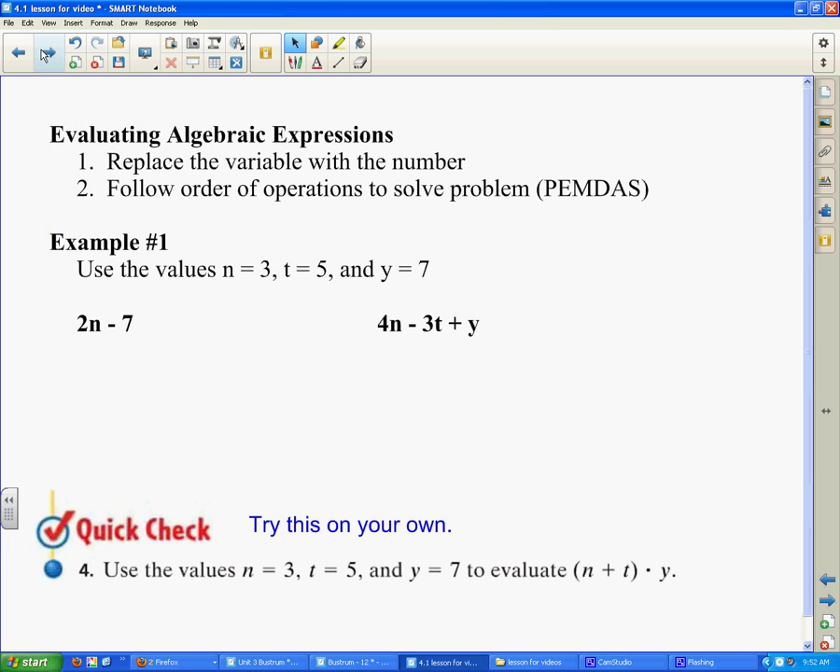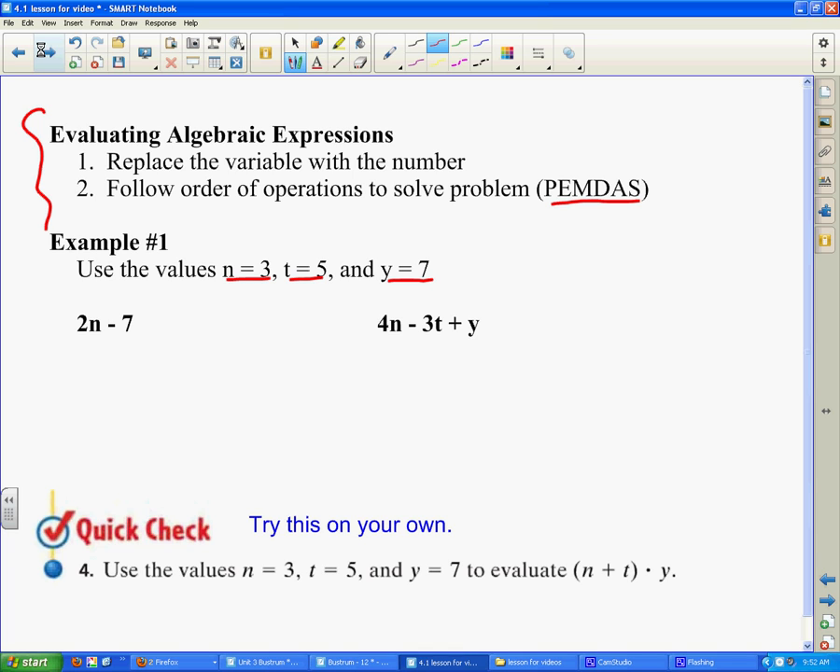So when we're evaluating algebraic expressions, these are the steps that you need to follow, and you should copy these steps in your notes. Number 1, you're going to replace the variable with a number, and number 2, you're going to follow the order of operations to solve the problem. And remember, when we follow order of operations, we use PEMDAS. So let's look at the first example. It says use the values of n equals 3, t equals 5, and y equals 7. And the algebraic expression that we have is 2n minus 7.